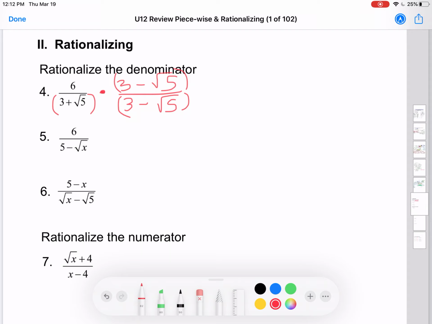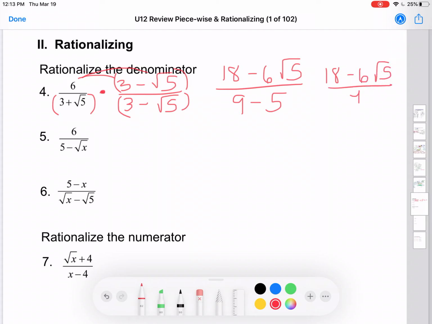Distributive property on top, 18 minus 6 rad 5. And remember, you don't really want to FOIL on the bottom. You want to just use dots. Take the first one and square it. Take the second one and square it. Put a minus sign between it. So we're left with 18 minus 6 rad 5 over 4.